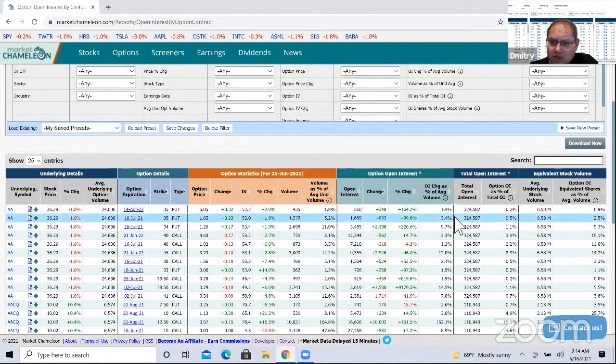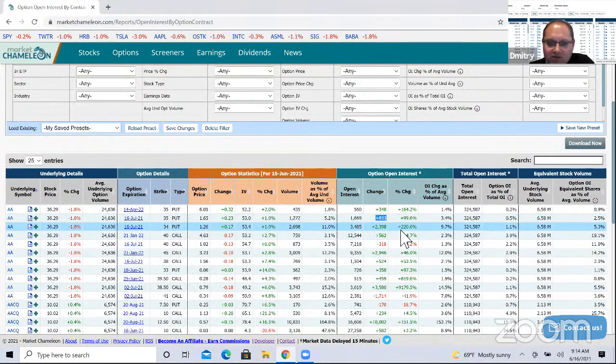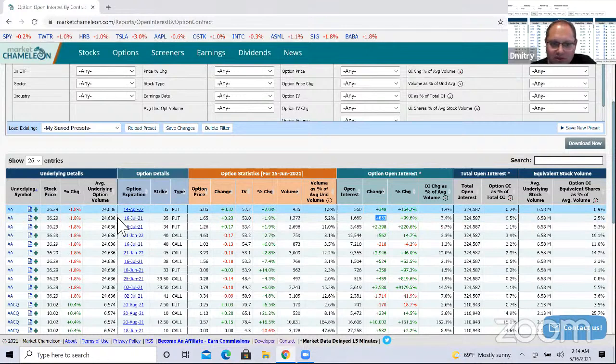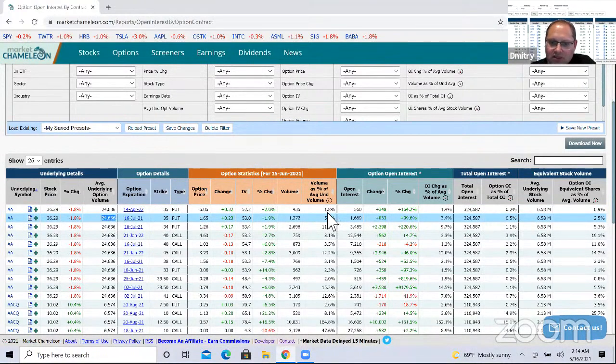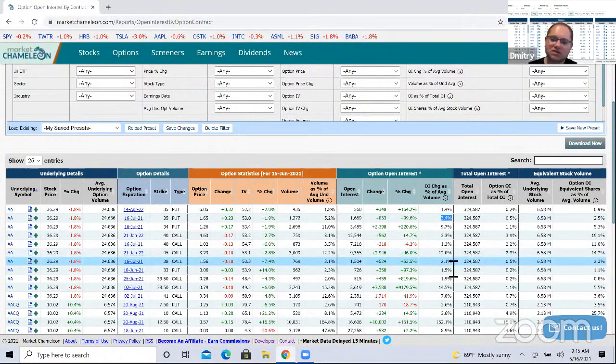So how do we compare that, to see if this is a lot? One way to do it is we could take the open interest change. We know it went up by 833. How much is that change relative to the average daily option volume? Remember, we talked about this, 24,636. We could take that and use the change as a percentage of the average daily option volume, and we get 3.4%. So that doesn't seem that significant.